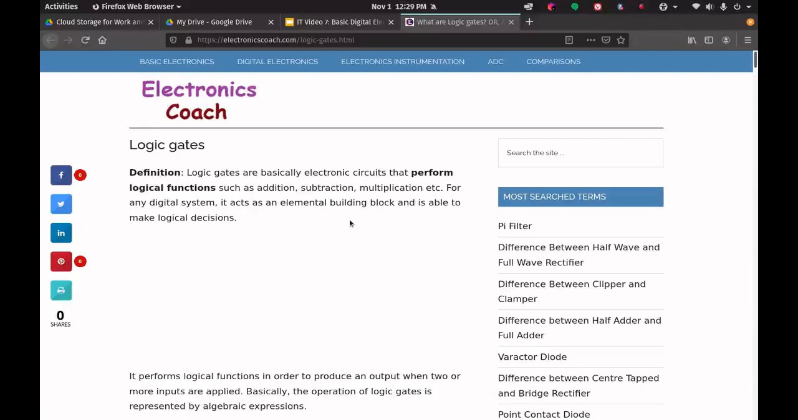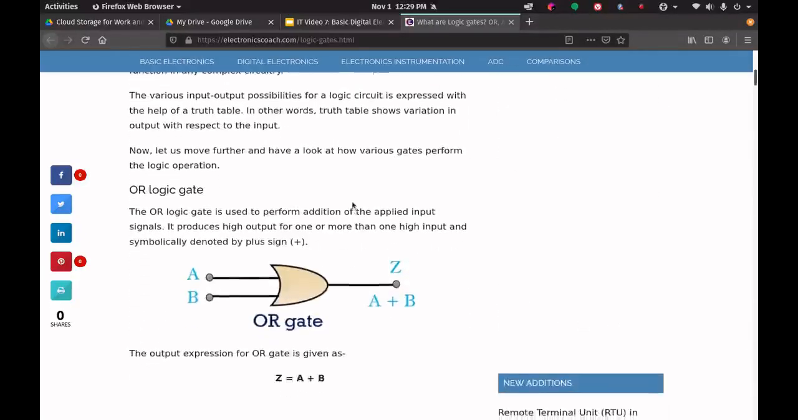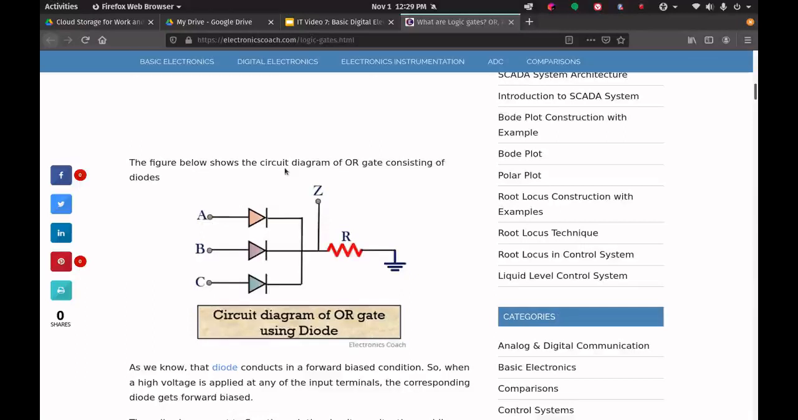Just to help, we're going to jump over here to the Electronics Coach website so you can see some diagrams of what we're talking about. Logic gates, there's a picture of what it looks like. Here is how it would look if you had your diodes to create it. You have three diodes in parallel. You have your output coming in and your resistor to ground. Any one of those diode inputs can be true. You have an input there, and you'll get an output.